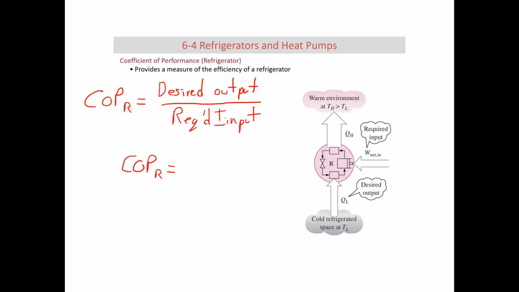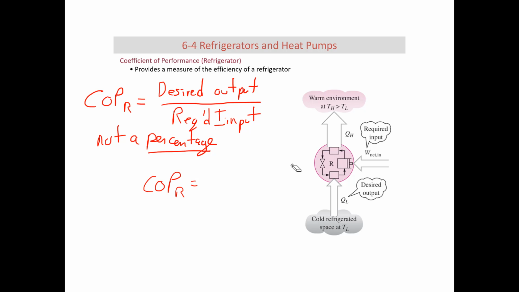Now, why is it called a coefficient of performance and not an efficiency? Because you can have values greater than 1. It's a coefficient. It's not a percentage, right? So if I say my refrigeration system operates at a coefficient of performance of 3, that's not 300%. That's a coefficient of performance of 3. The coefficient of performance is not a percentage. It is not an efficiency. It is a coefficient.